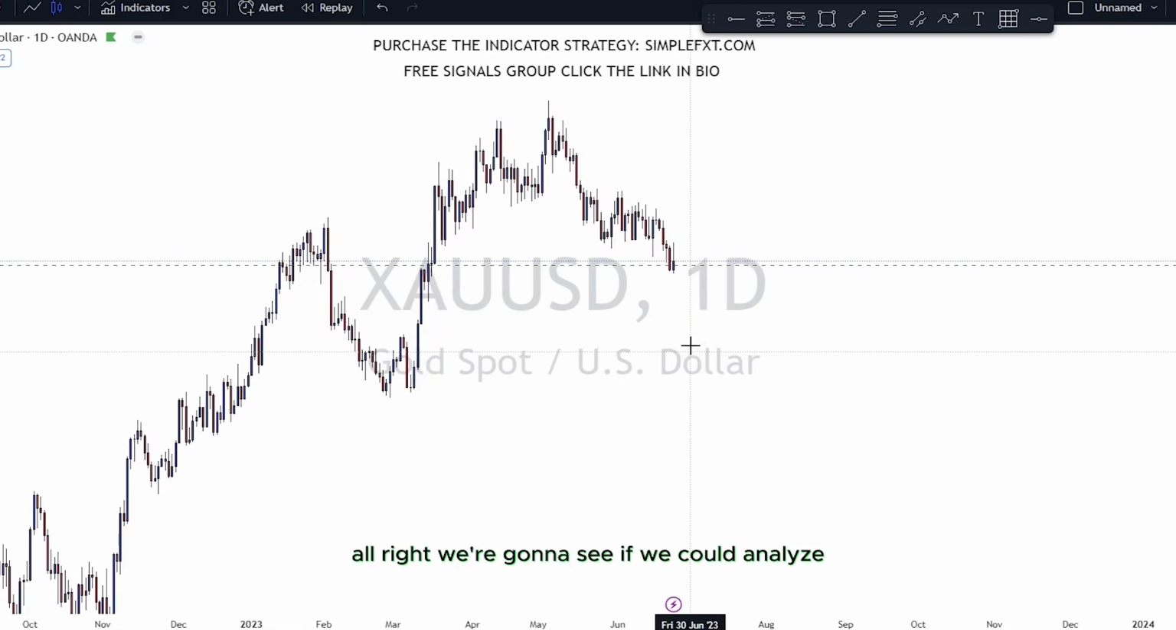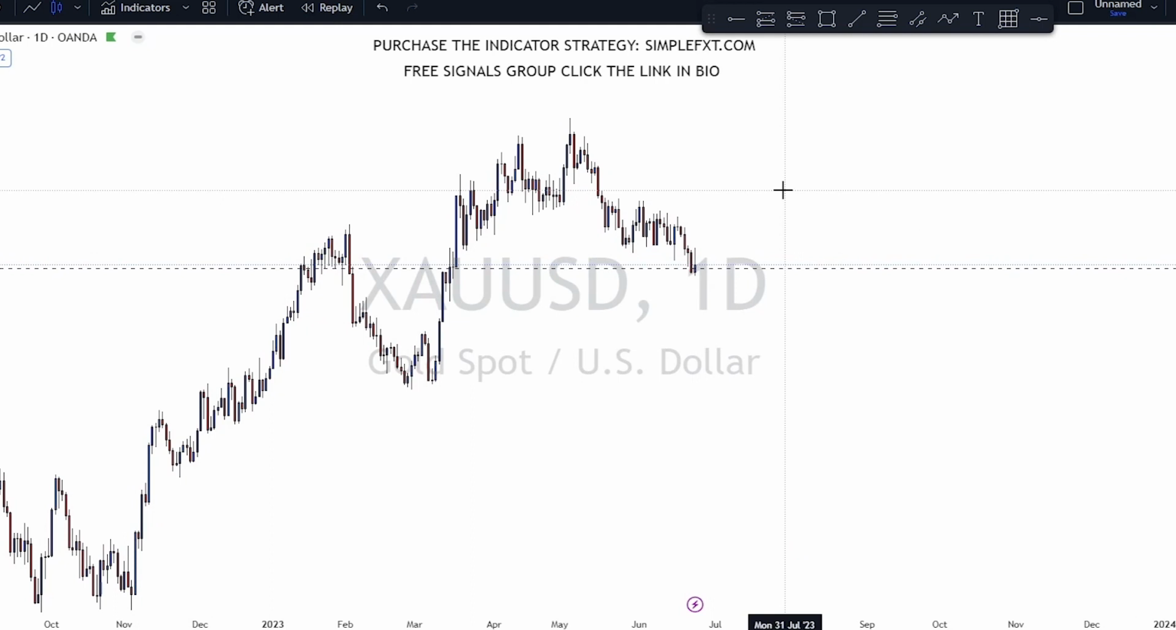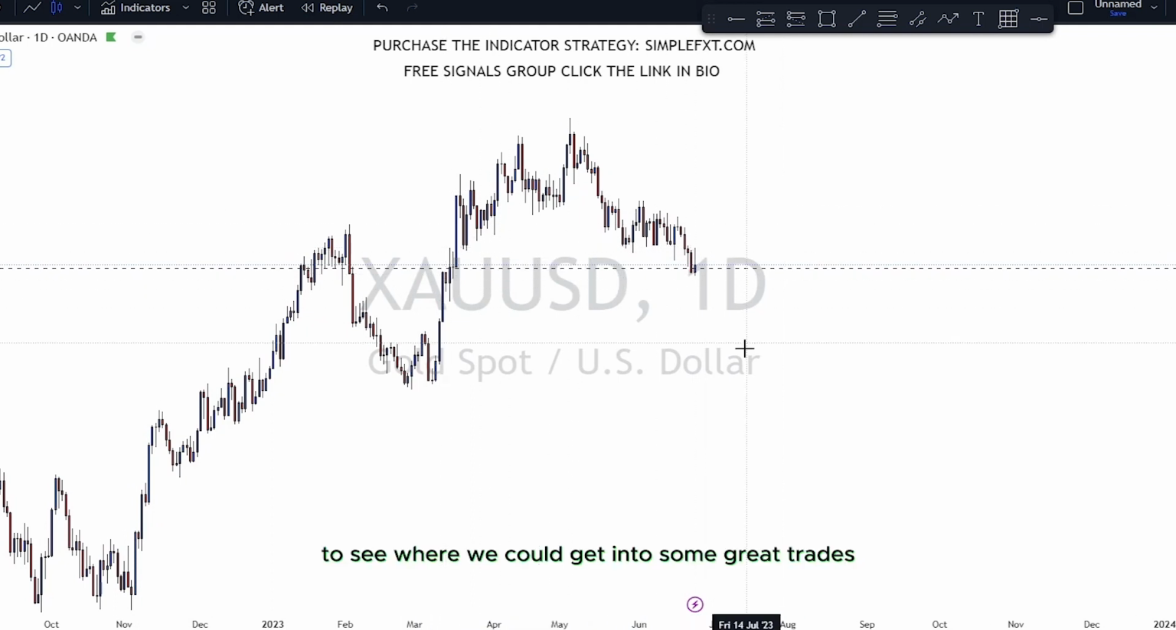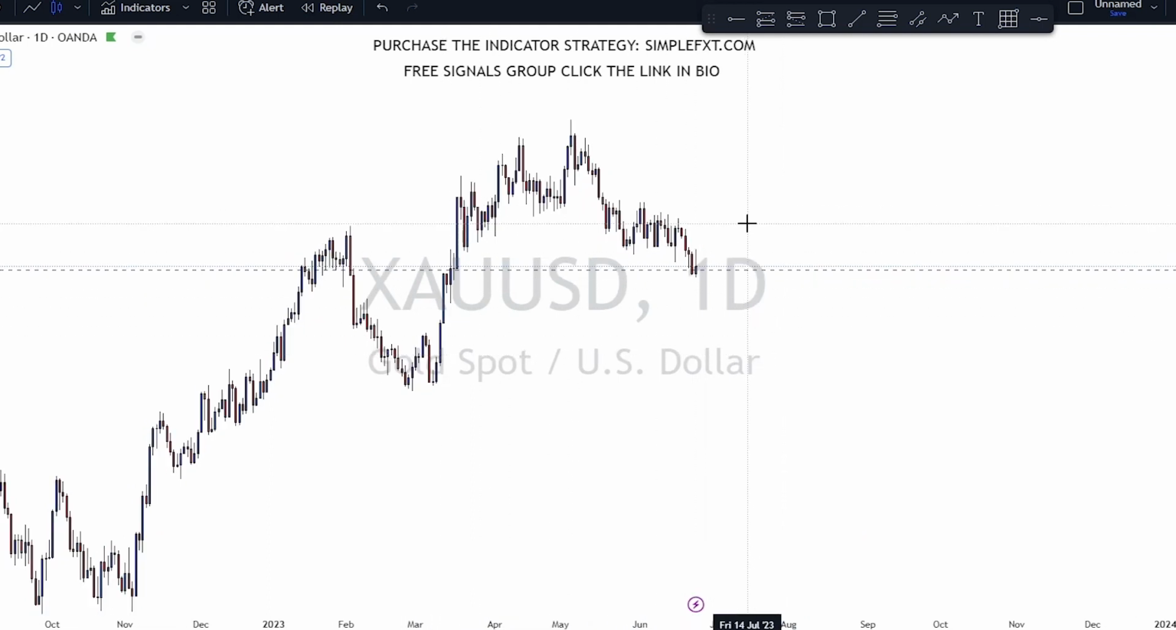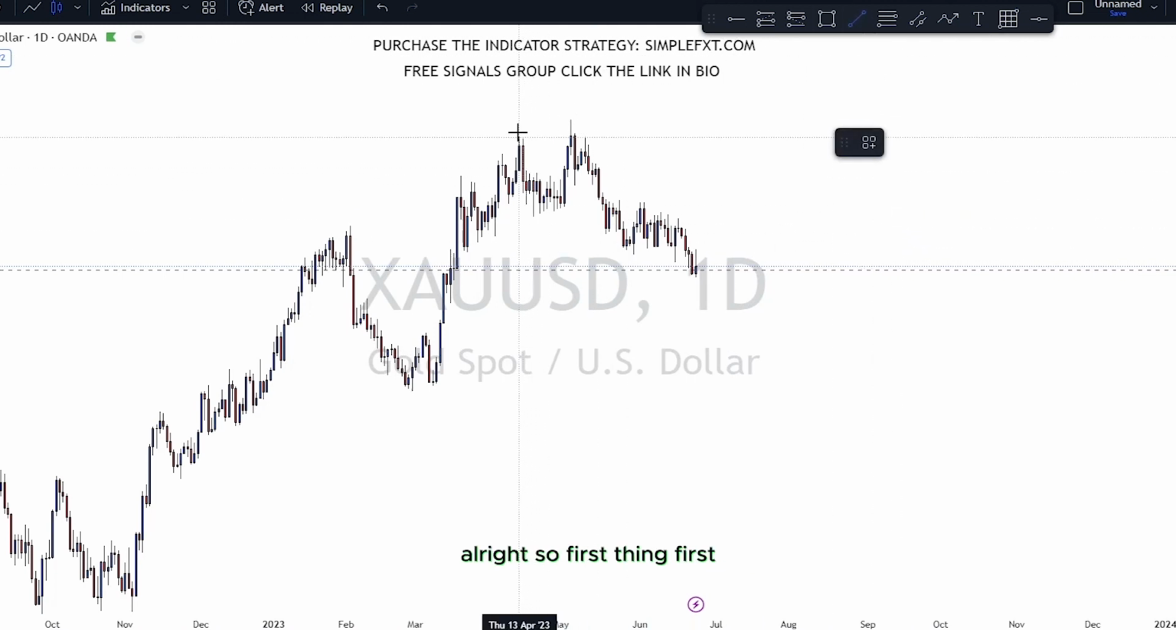All right, we're gonna see if we could analyze and look for some points of interest to see where we could get into some great trades and end next week with some great profits. So first thing first, I'm on the daily time frame.